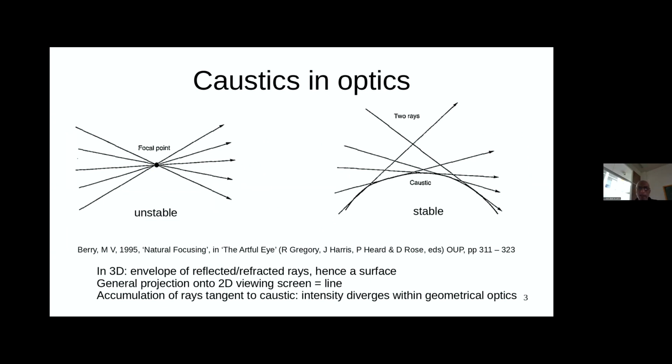Just to remind this audience, remind myself, in optics, a real focus, for things focused to a point, is something you have to do all kinds of work to ensure it happens, and it's not natural. Generically, the least disturbance, the least aberration, as it's called in optics, disrupts it, and you get pictures like the picture on the right. But even there, there is an accumulation: if you project the light onto a screen, rather than a point, there'll be a line. And if you look at the matter in 3 dimensions, rather than a line, there'll be a surface. So the caustic basically is the envelope of the focused or reflected beam. There's an accumulation of rays tangent to the caustic, and so at that point in the geometrical optics limit, the intensity diverges.